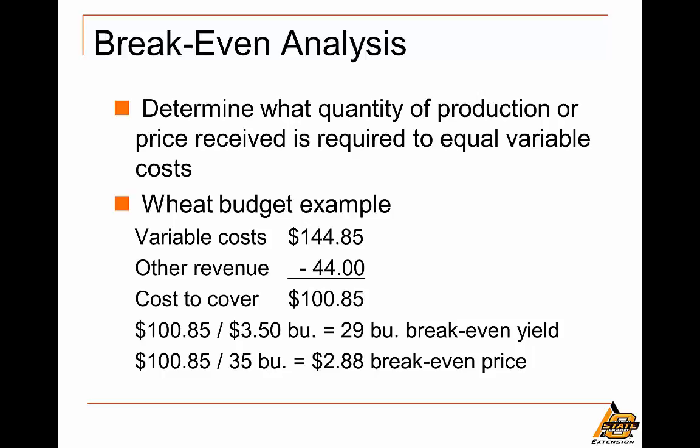And if it looks like those levels are tough to achieve, how do we go about mitigating the downside risk? Well, we can check into crop insurance, possibly. We can check into a sound marketing plan. Those are risk management strategies that we should probably check out.